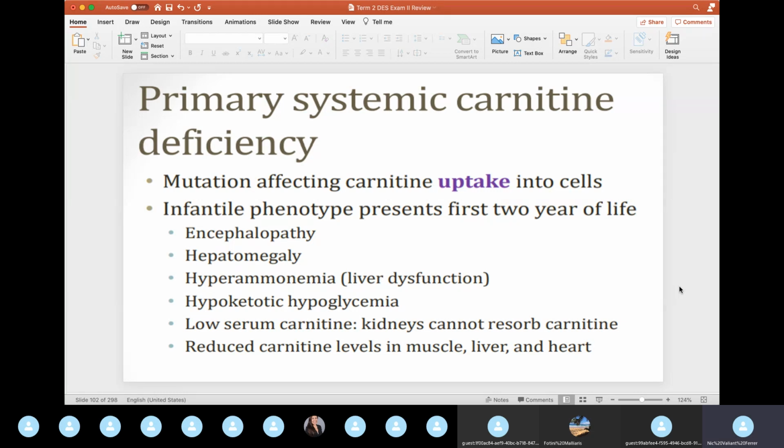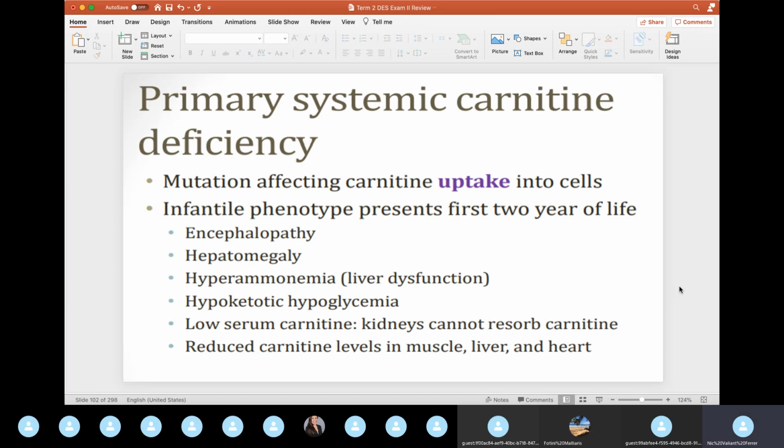Remember, the normal response in prolonged starvation, right? You have ketogenesis. You have ketosis. You have production of your ketones. However, in this case, in primary systemic carnitine deficiency, you are hypoglycemic. However, the ketones are not elevated. So we call that hypoketotic hypoglycemia.